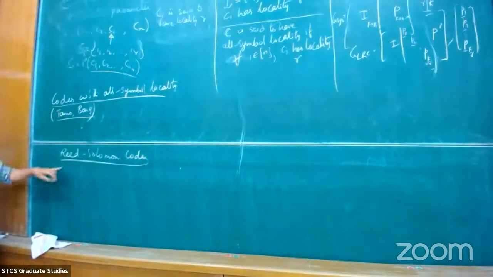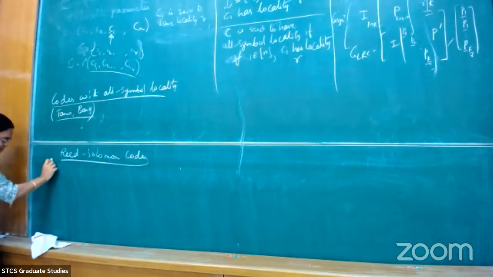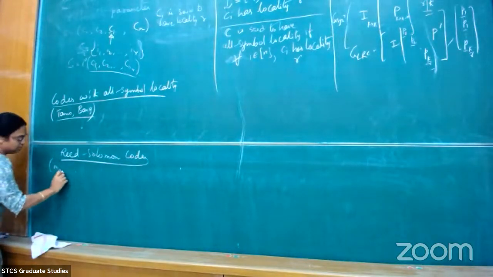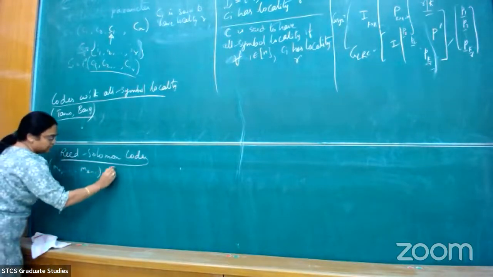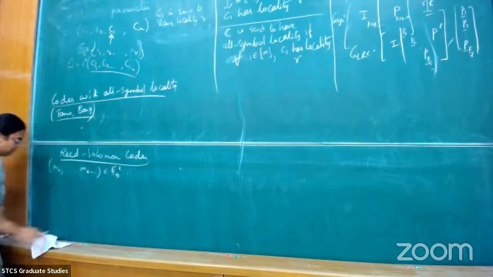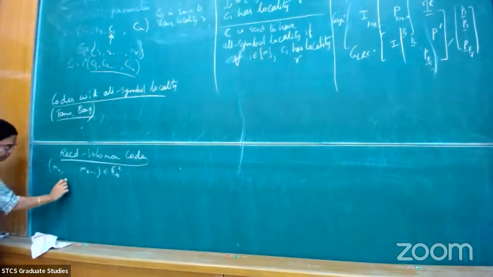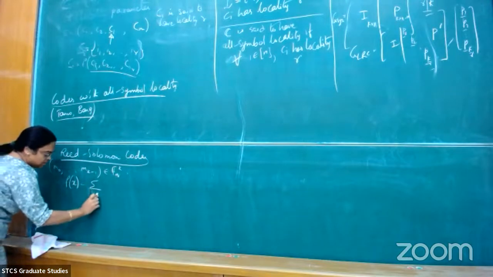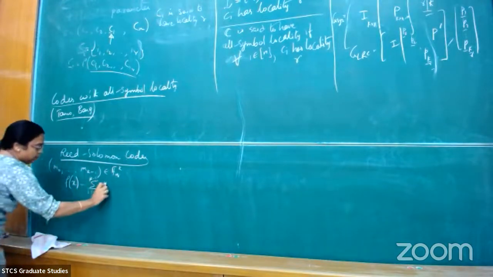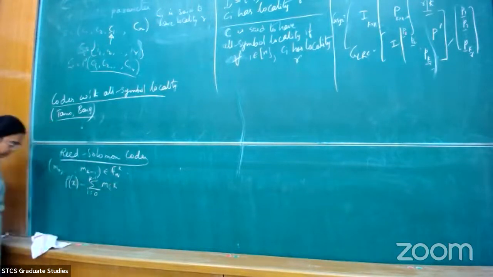So what are Reed-Solomon codes? I have a message polynomial. Okay, so I have a message vector, let's say m0 to m_{k-1}, taking values in F_q^k. And I form a message polynomial f(x) equals sigma i equals 0 to k minus 1 of m_i x^i, right?